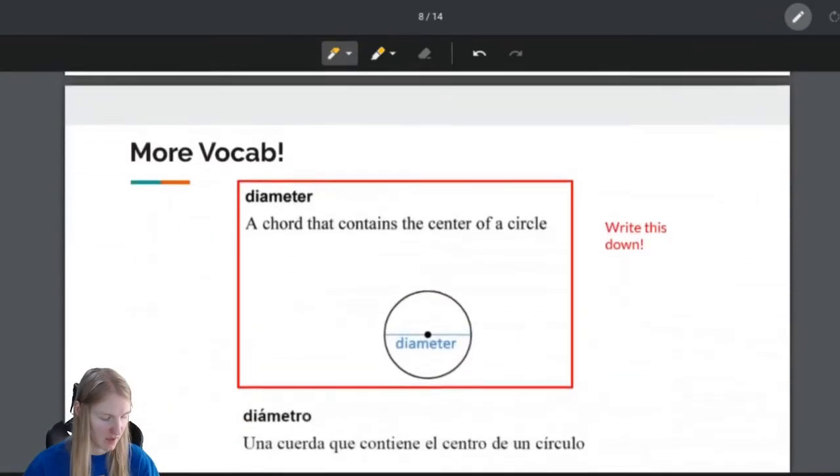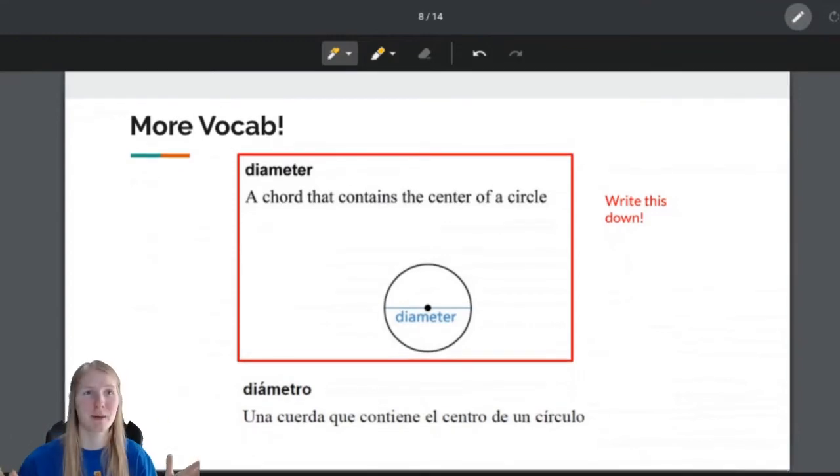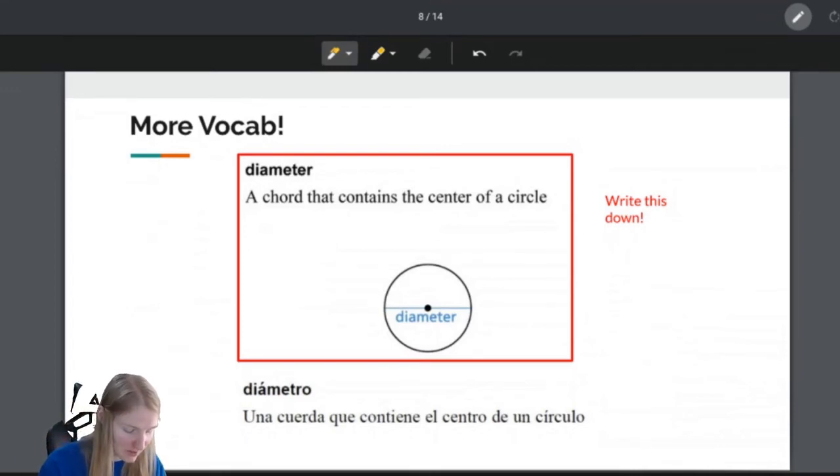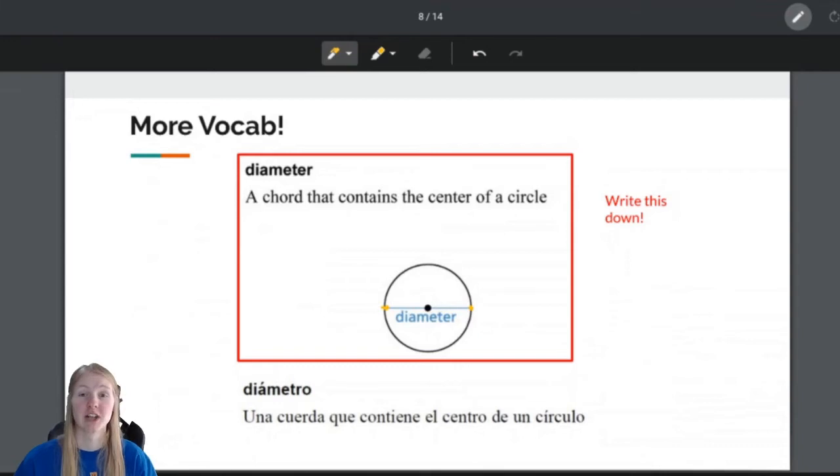All right. Another one, the diameter of a circle. You have probably heard this before. The fancy name for it is a chord that contains the center of a circle, because we still need the endpoints to be on our circle. So, a diameter is just a segment from one side of the circle to the other side, right? Circles don't have sides. But we go through the center, perfectly through the center.